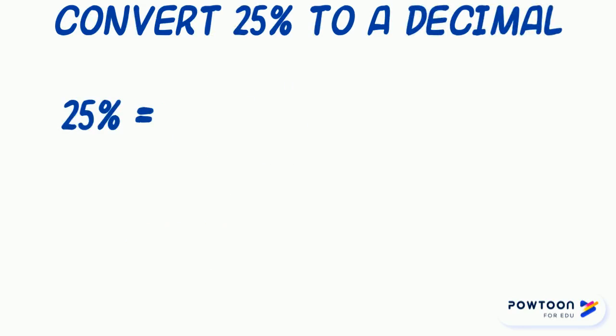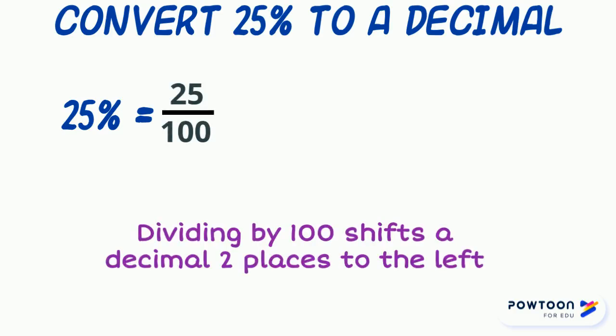To convert to a decimal, we are going to start off by still changing it to a fraction out of 100. So 25% is 25 over 100. Now dividing by 100 just shifts your decimal 2 places to the left. So instead of being 25, it becomes 0.25.